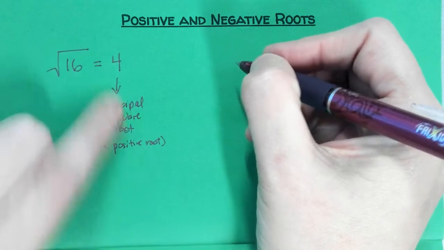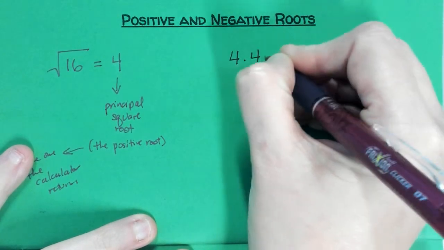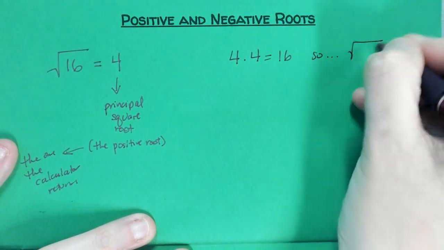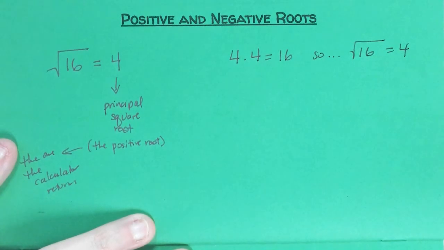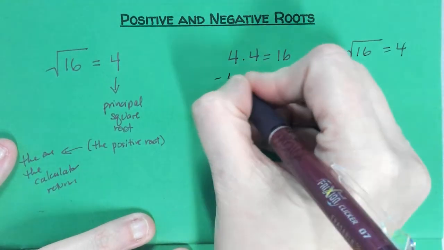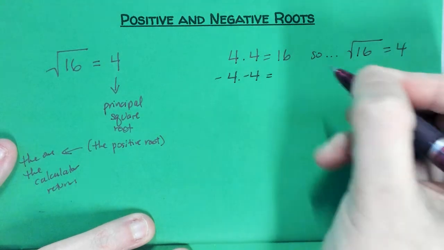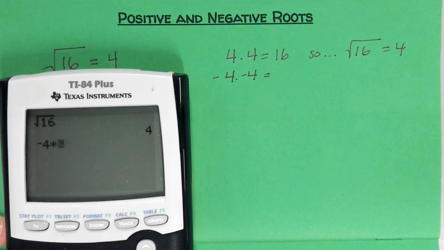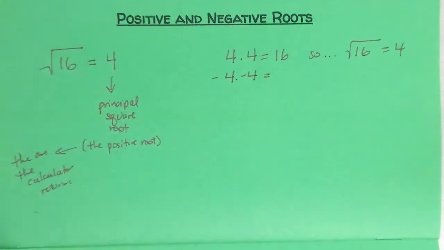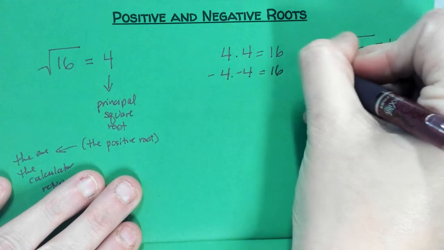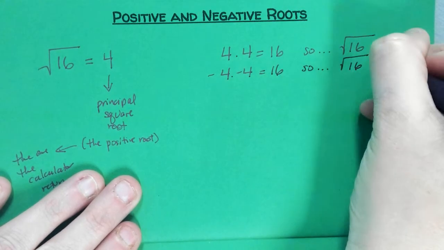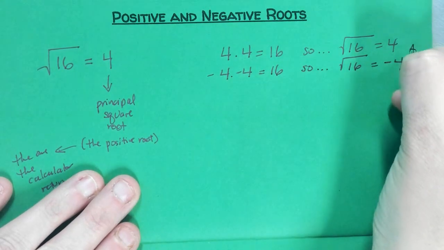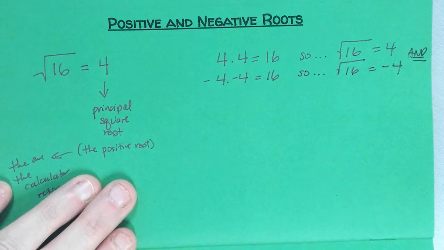What this is telling me is that I can say 4 times 4 equals 16, so the square root of 16 equals 4. But there's another way I can get 16. I can do negative 4 times negative 4, because negative 4 times negative 4 also gives me 16. So, square root of 16 is also negative 4. It's not just one, it's both.